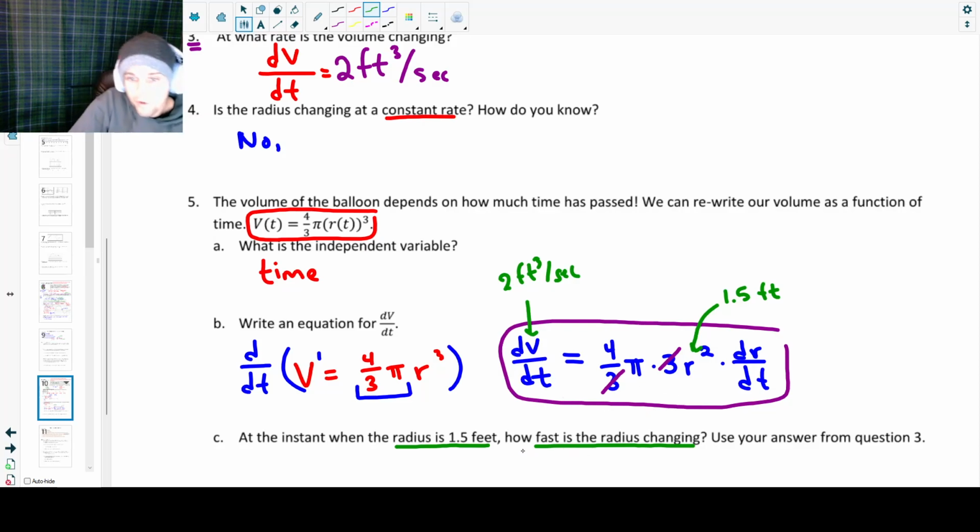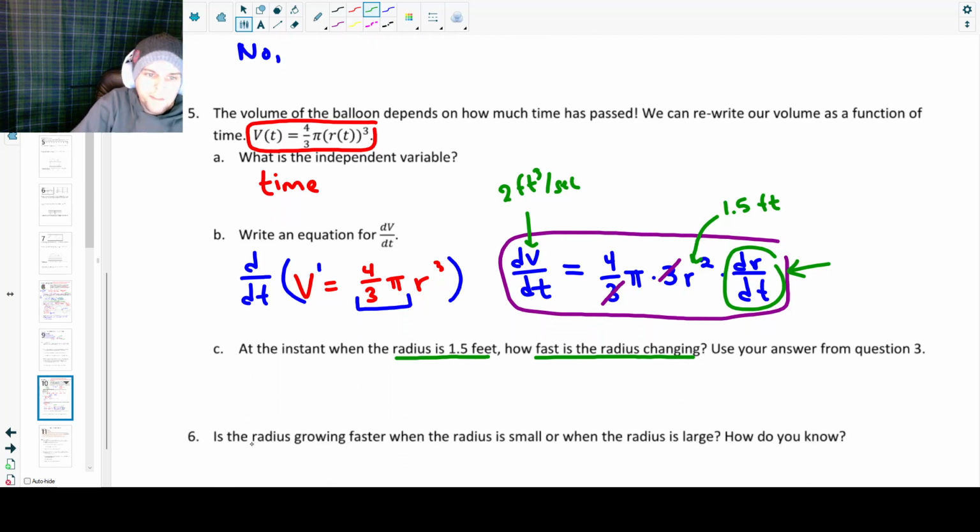And the thing we're looking for is how fast the radius is changing. That is dr/dt. This is the thing that we're looking for. We're looking for how the radius is changing with respect to time. Okay, so what we're going to do is plug in those values. I'm not going to include units when I do these. I'll think about my units at the end. So we have 2 equals 4 pi times 1.5 squared times dr/dt.